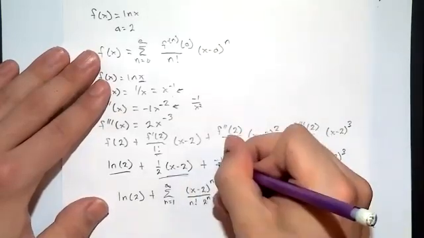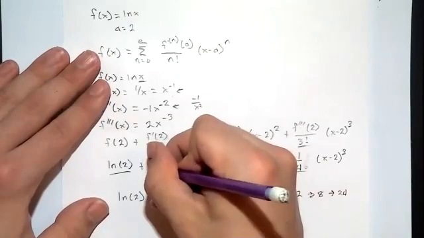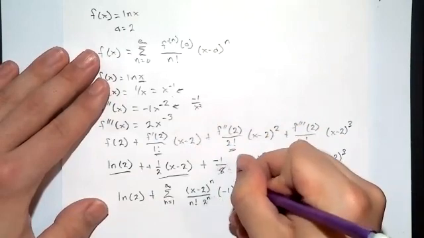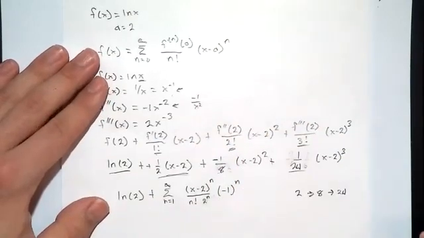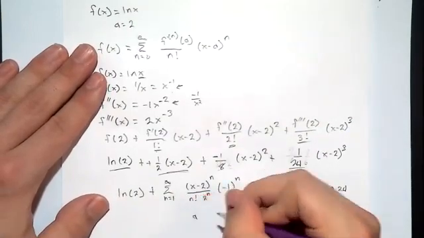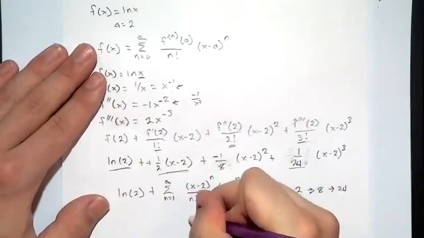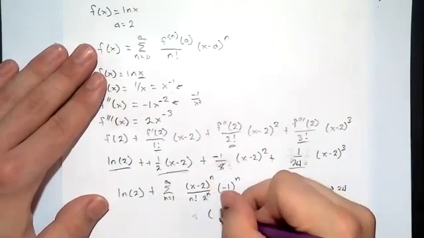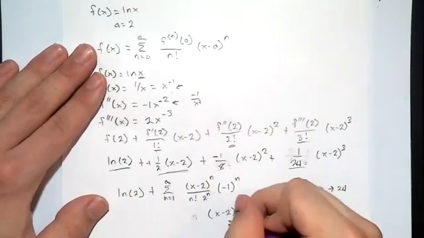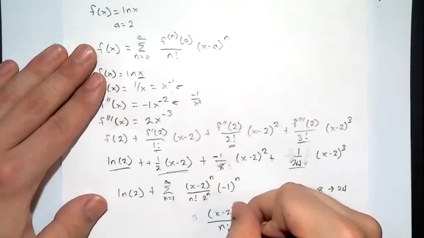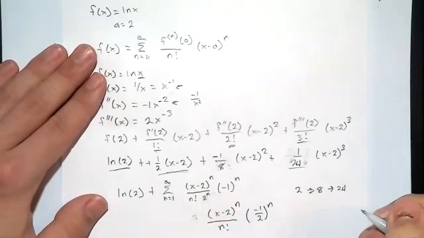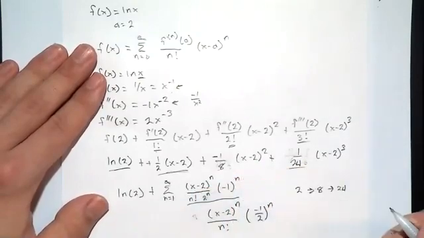And then also you see there's a negative here. So it goes positive, negative, positive. So you also want negative 1 to the n in there. So that's just breaking up each of the things. Then your general term would be x minus 2 to the n over n factorial, and if you wanted, you could write negative 1/2 to the n, or you can just leave it like this.